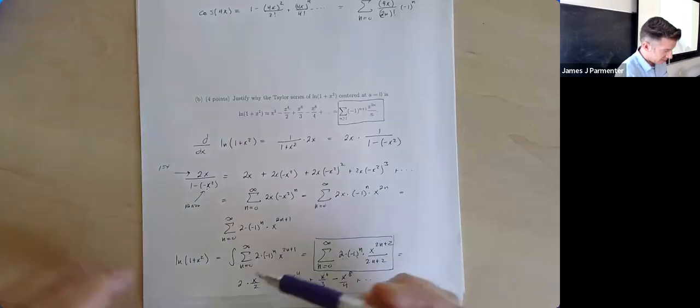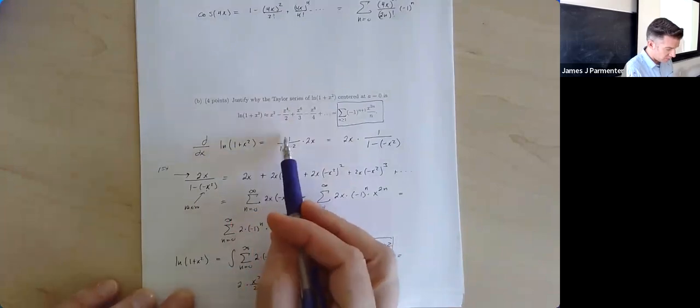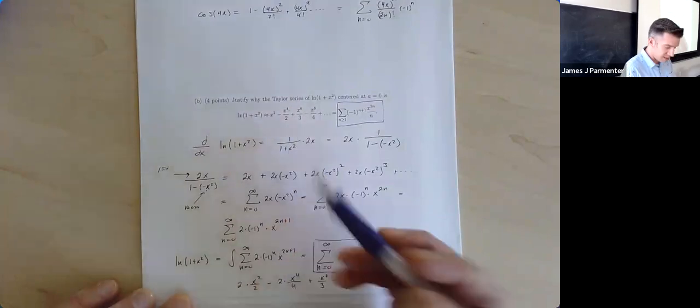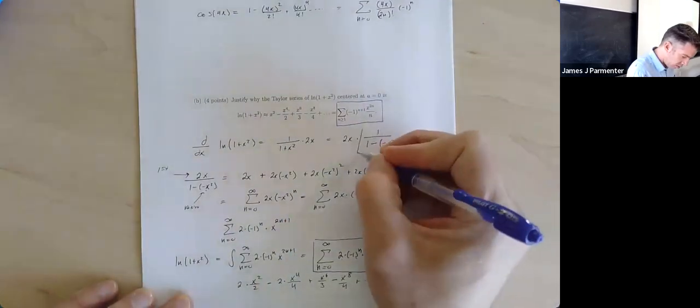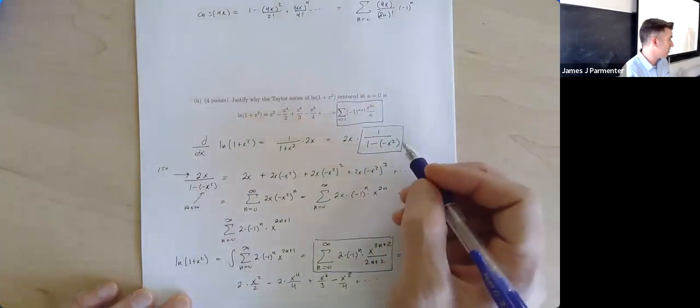So I saw that when I took the derivative of the natural log of 1 plus x squared, I was going to get 1 over 1 plus x squared times 2x. And then the 1 over 1 plus x squared, to me, that's looking like, oh, 1 over 1 minus some stuff. And I know that's what the geometric series adds up to.